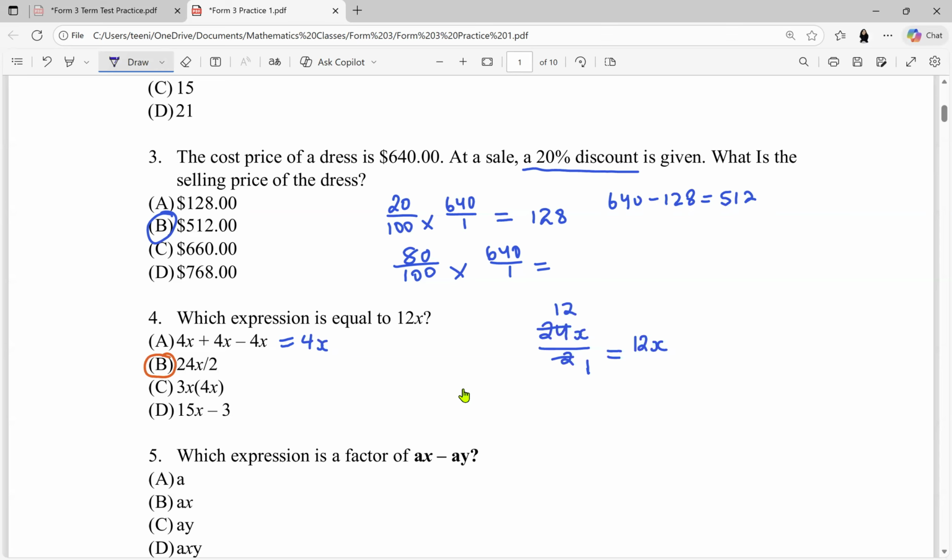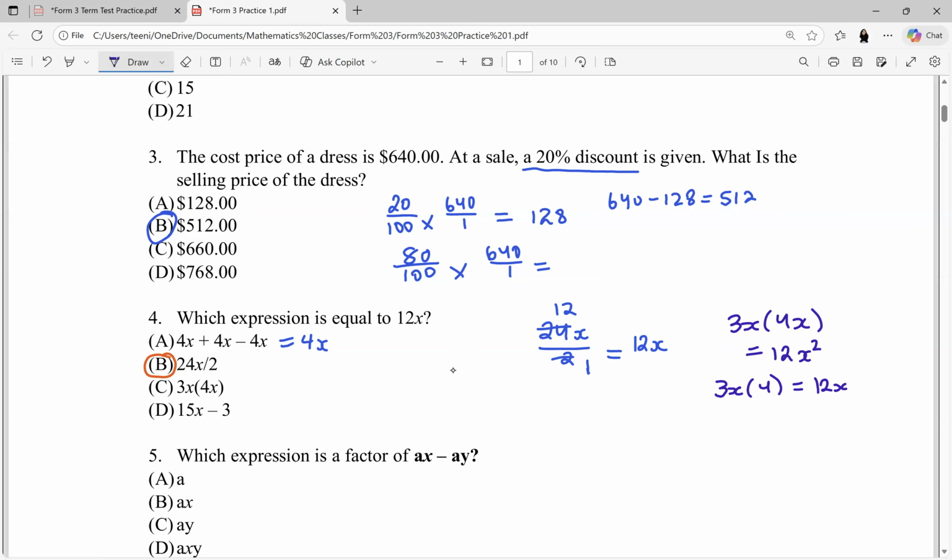3x times 4x, because that's what brackets means. 3x bracket 4x literally means 3x multiplied by 4x. So that would be 3 times 4, which is 12, and x times x, which is x squared. So 3x by 4x will be 12x squared. Now, Soraya, if it was 3x times 4, then that would be 12x, because 4 times 3 is 12, and then it will be 12x.